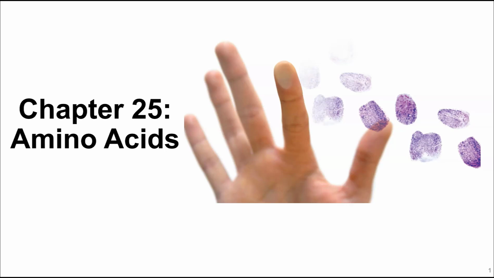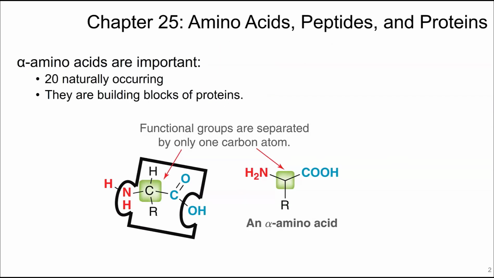What are amino acids and why are they present in our fingertips? What functions do they serve? There are 20 naturally occurring amino acids, and they are the building blocks of proteins. The functional groups are separated by only one single alpha carbon, which is why it's called an alpha amino acid. So this is the alpha proton of the alpha carbon, and on that carbon we have an amine group, a carboxylic acid, and a side chain, which is symbolized by R.